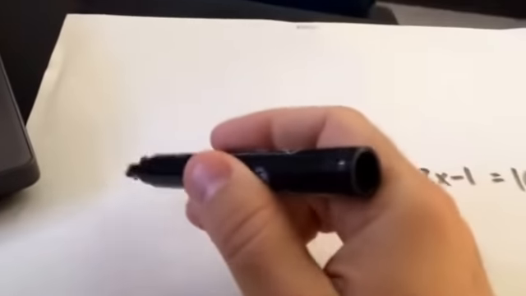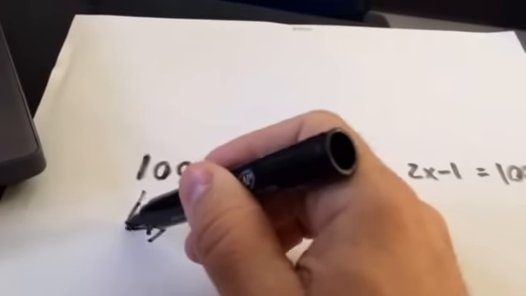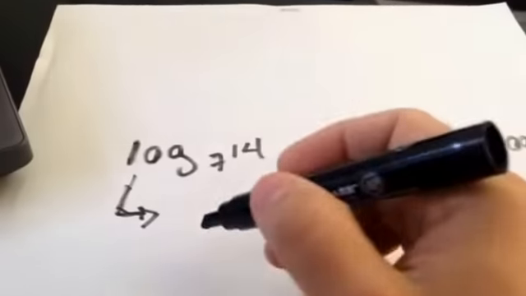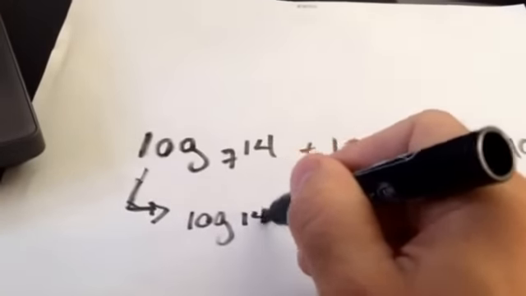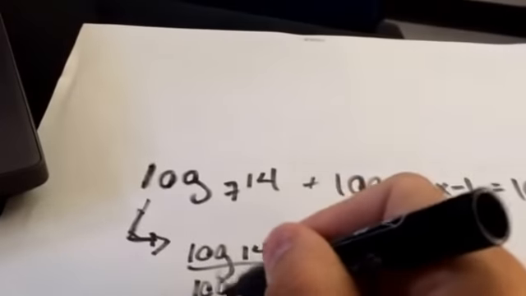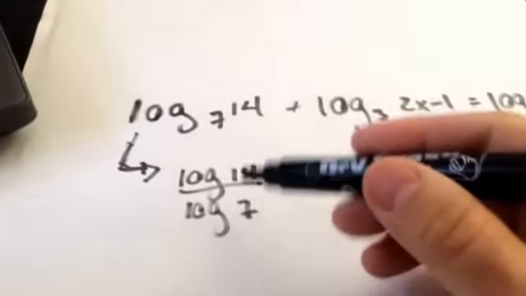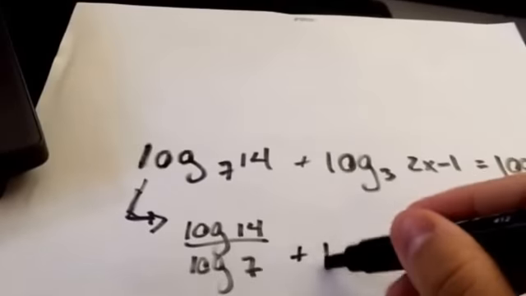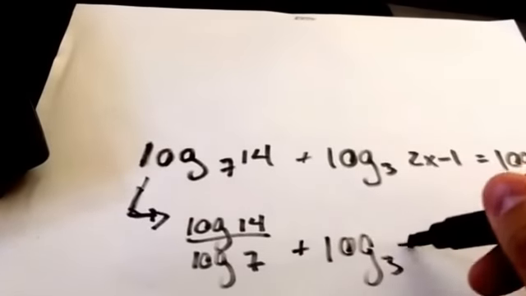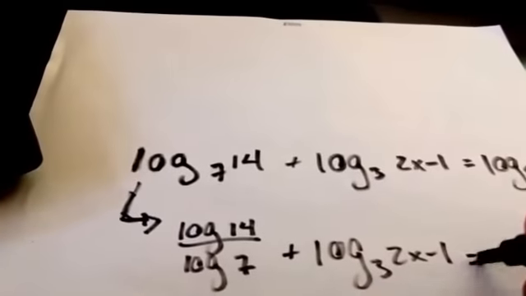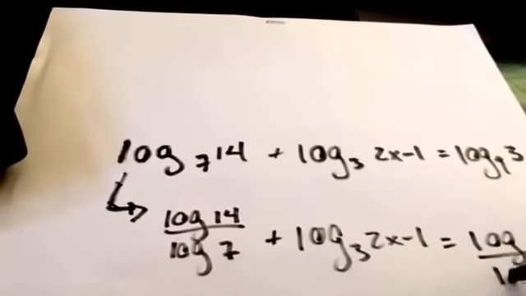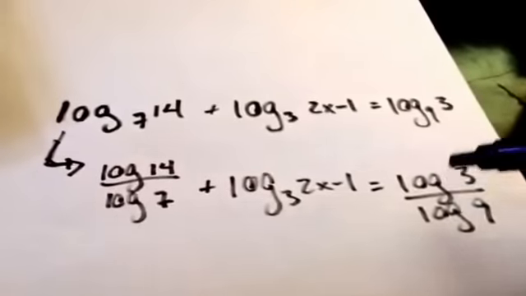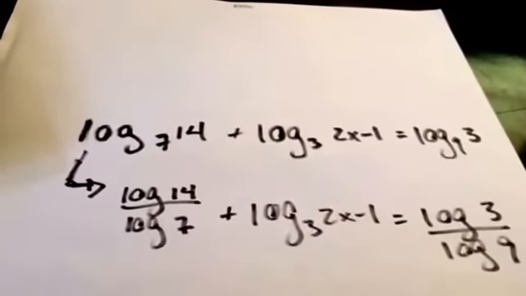What's going to happen here is I'm going to use the rule that lets me make this into a base 10. Because they're both numbers, I'm going to make this part into the log base 10 of 14 over the log base 10 of 7. This I can put into my calculator. Plus log base 3 of 2x minus 1 equals log base 10 of 3 over log base 10 of 9. The reason that I want to do this is so I can plug this into the calculator and figure out what this is, so that it just gives me a number.